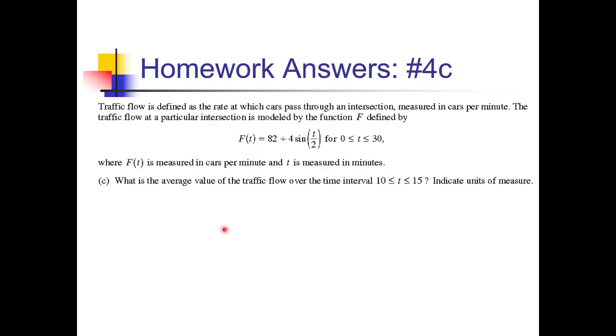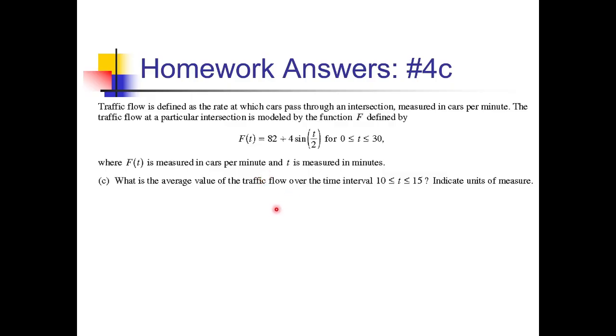For part C, they want the average value of the traffic flow over the interval from 10 to 15 with units of measure. So for units of measure, let's just figure that out right away. It's going to keep the units of whatever you're averaging. If we're averaging the traffic flow, and the traffic flow is this f of t function, they said that's measured in cars per minute, so whatever our answer is, we're going to write cars per minute after it. Now let's find our answer.